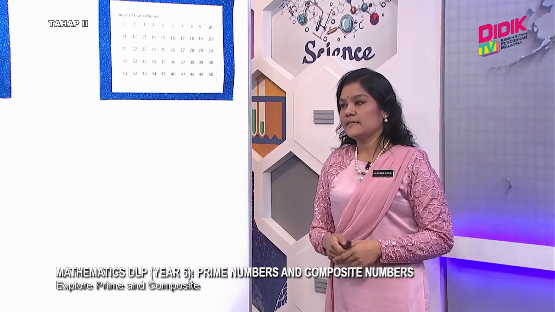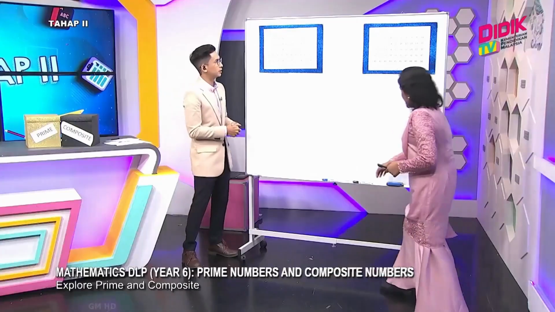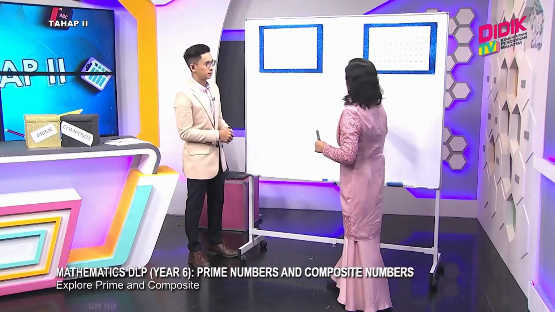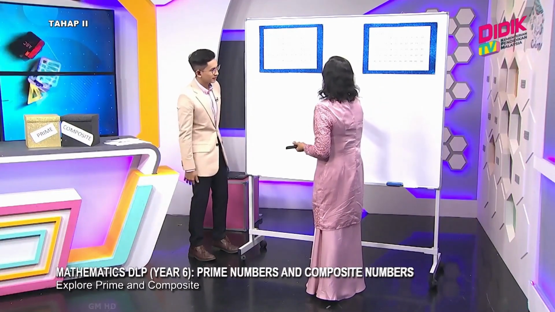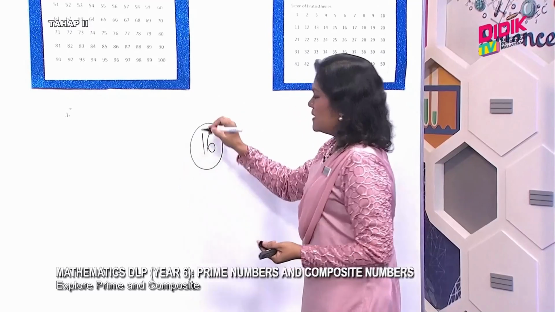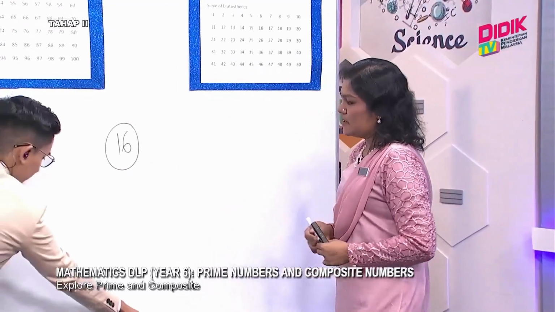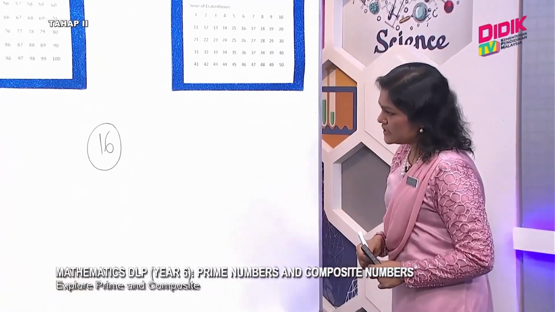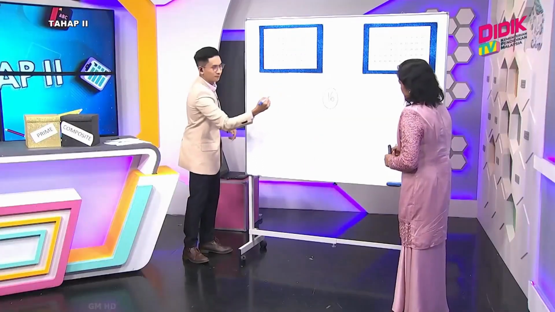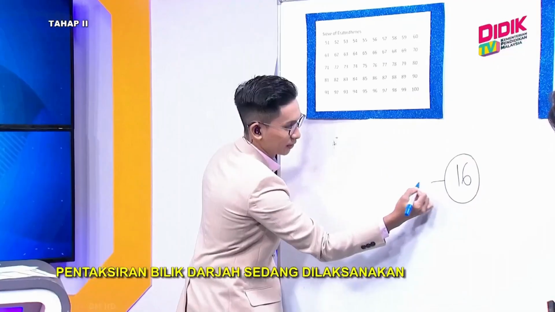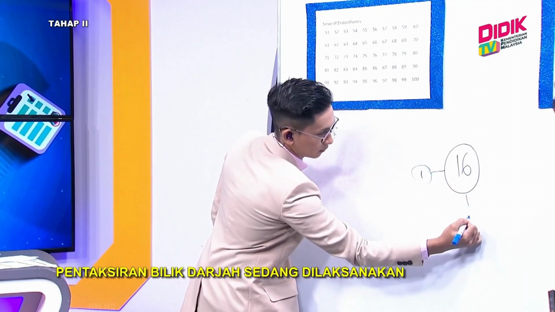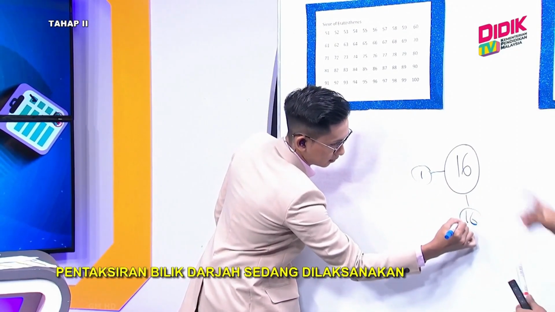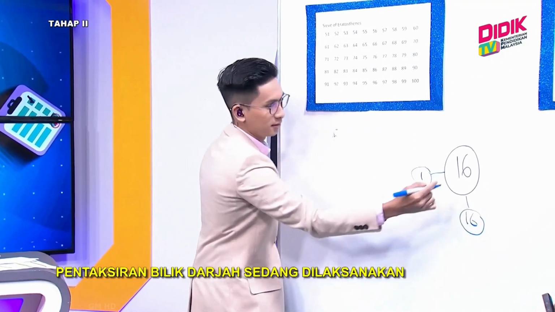Let's try it, teacher. First one is factorization. I give you number 16. Can you list down all the factors for 16? So that will be 1 and 16 itself.